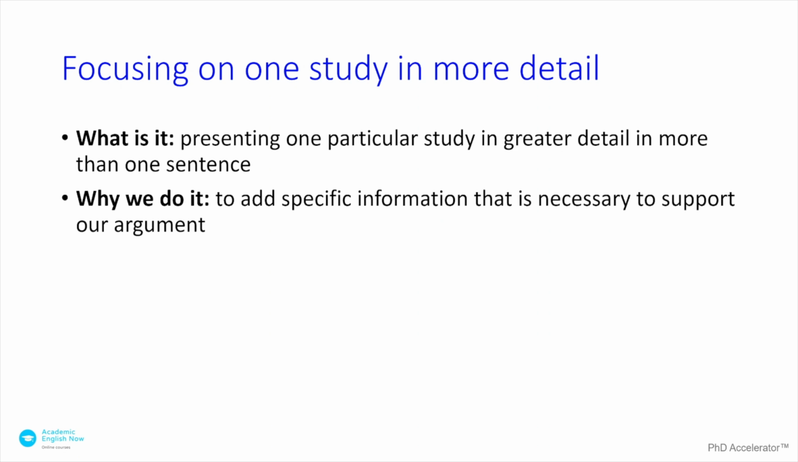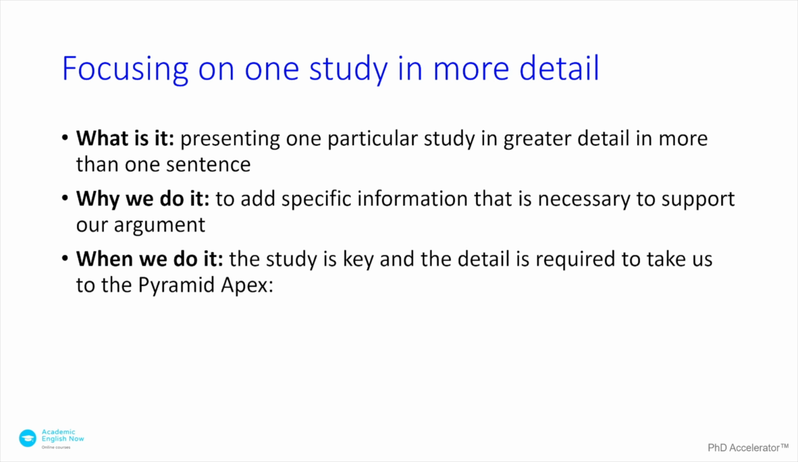Why do we do something like this? Why would you want to focus on one study in more detail? Well, you want to do it to add specific information that is necessary to support our argument. So in here, again, we are thinking about the pyramid apex, right? And our main argument. I know I've repeated this a lot, this pyramid apex, but it is crucial. If you don't have it, you're going to mess up your literature review. I promise you, you need it for everything. So you want to know your pyramid apex, and then if adding more specific information and more detail makes sense, then definitely do it, right?